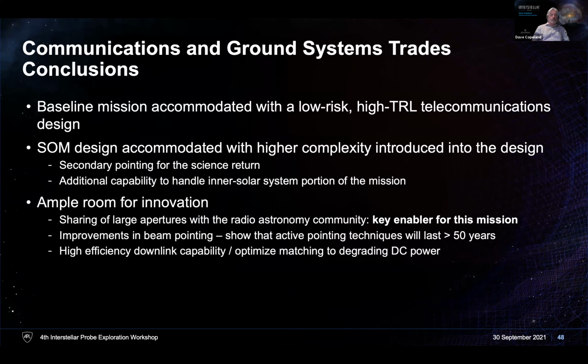Okay, so overall, we've got a baseline mission that's accommodated with a very low risk, high TRL system. The solar rebirth maneuver design could be accommodated. It's introducing higher complexity, but it's complexity that is within reasonable bounds of available technology. There is ample room here for innovation. The sharing of large apertures with the radio astronomy community, I think, is key. We will always benefit from having more aperture on the ground for a mission like this, and this is going to be a key enabler for this mission. And then improvements as well in beam pointing, most significantly showing that it can meet this lifetime of over 50 years. And then lastly, what can we do to get more flexibility and maintain high efficiency in our downlink?